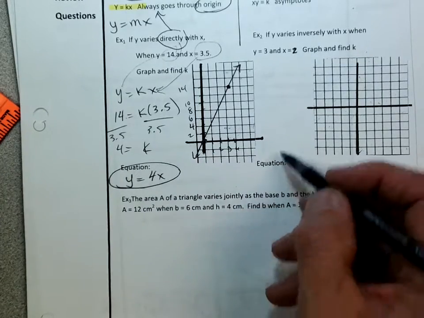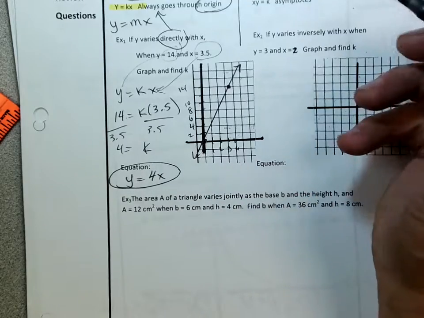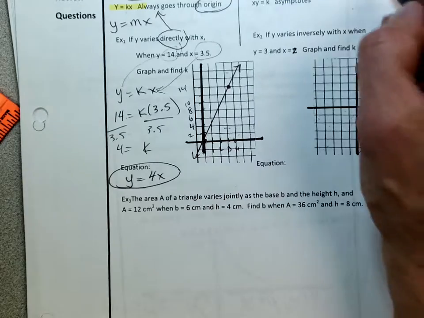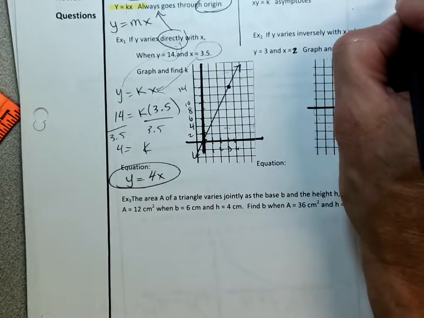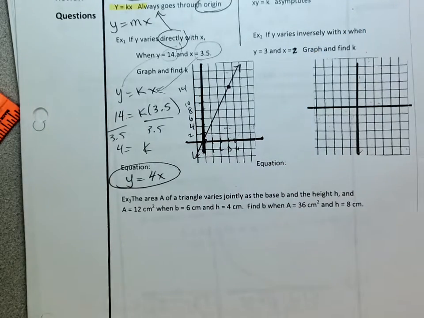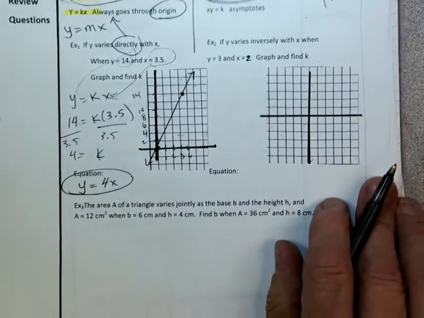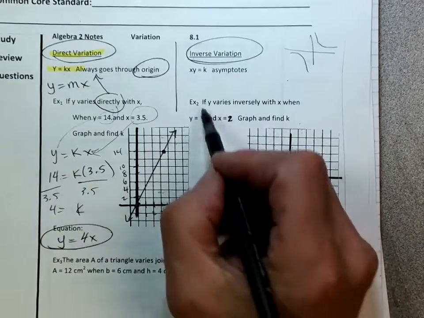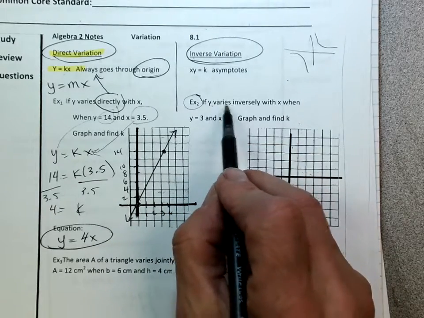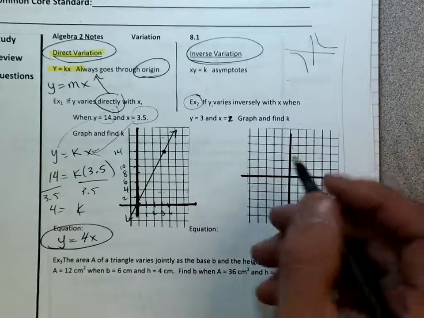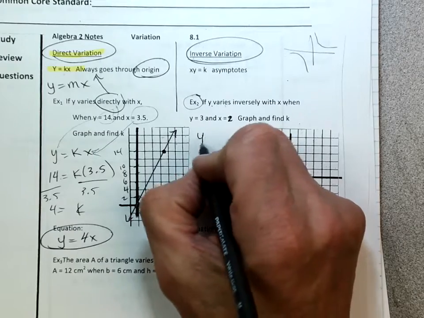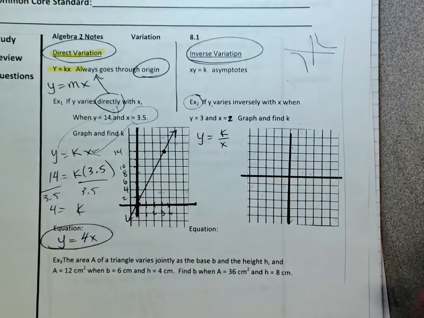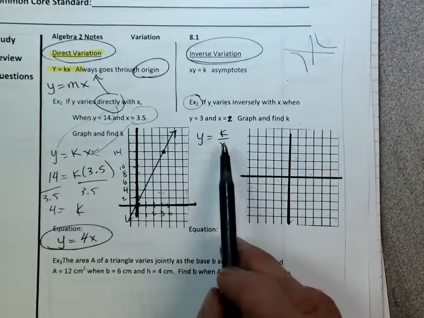Now, let's look at number 2. So example 2 talks about inverse variation. We saw those graphs, these kind of weird looking loopy graphs, in the reading, right? You're going to have those weird little loopy graphs with asymptotes. So example 2 says y varies inversely with x. We can write this as y equals k over x, or we could write it as xy equals k, but it's easier to write it this way.